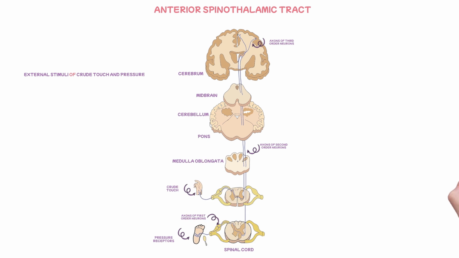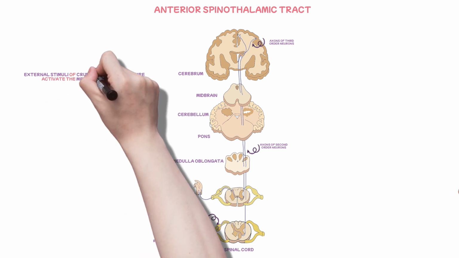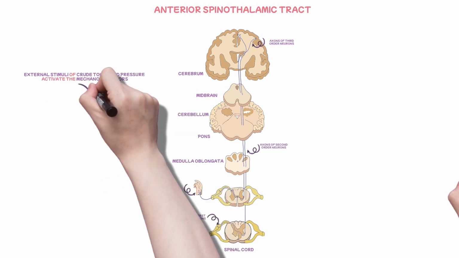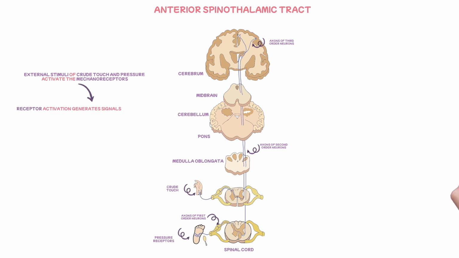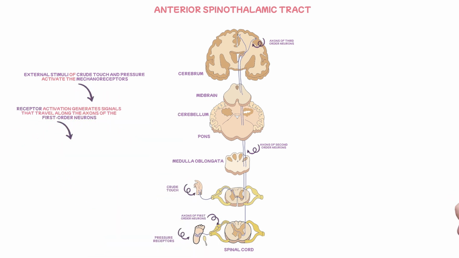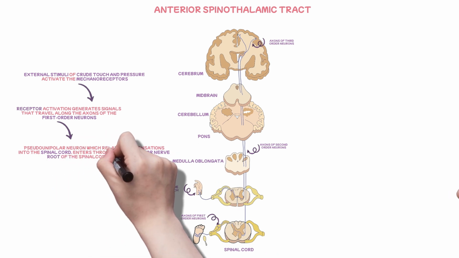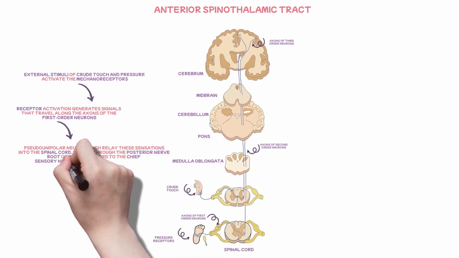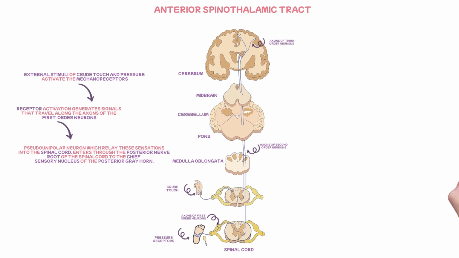External stimuli of crude touch and pressure activate the mechanoreceptors. Receptor activation generates signals that travel along the axons of the first-order neurons. In the dorsal ganglion, the pseudounipolar neurons relay these sensations into the spinal cord. They enter through the posterior nerve root of the spinal cord to the chief sensory nucleus of the posterior gray horn.